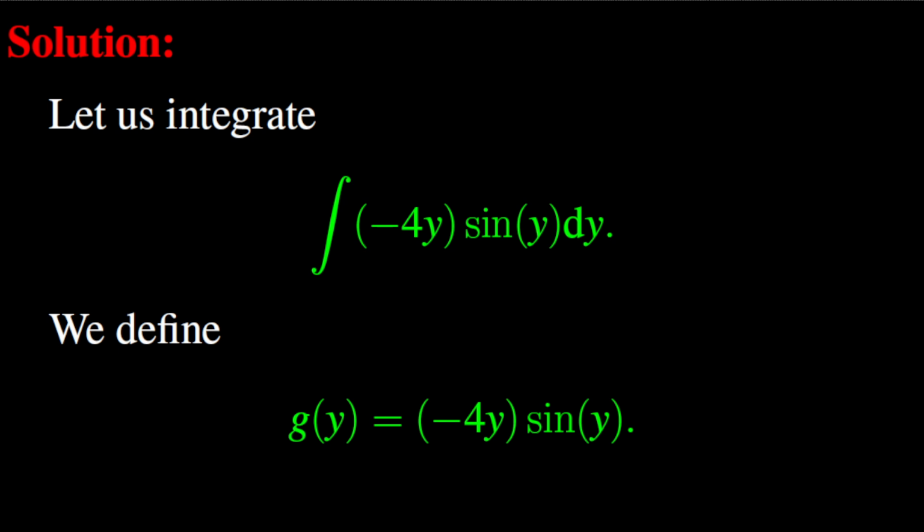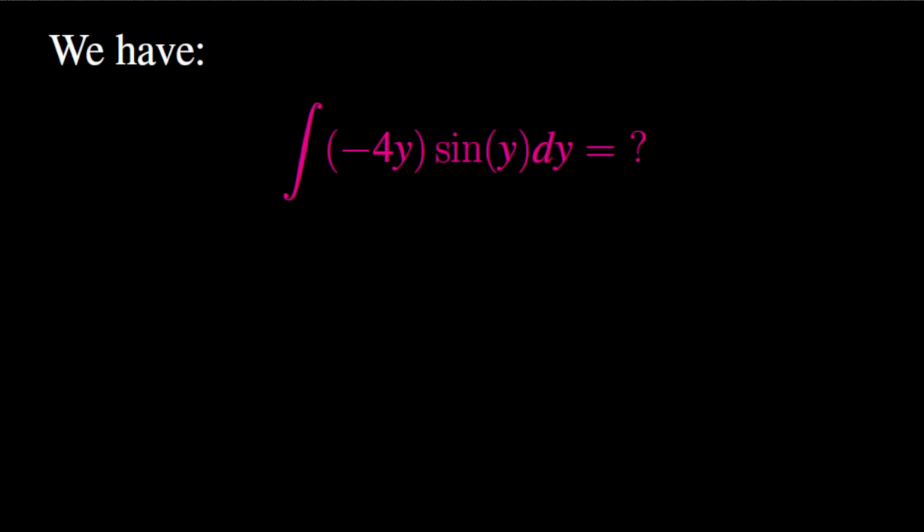Let us integrate the function minus 4y times sine of y. Given that the function to integrate, minus 4y times sine of y, is still the product of a nonlinear function with a polynomial function, we still have to use the method of integration by parts. The main aim of this repeated use of integration by parts is to reduce the degree of the polynomial function, minus 4y.